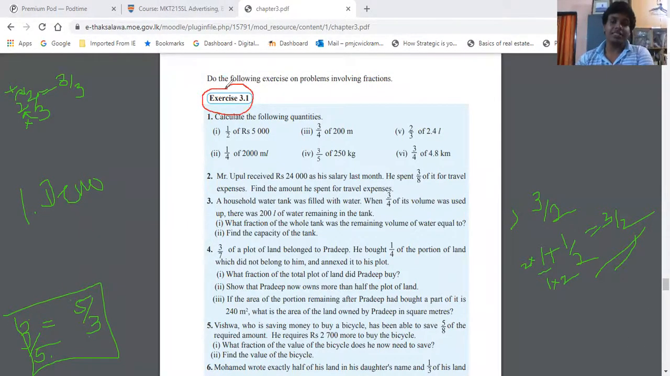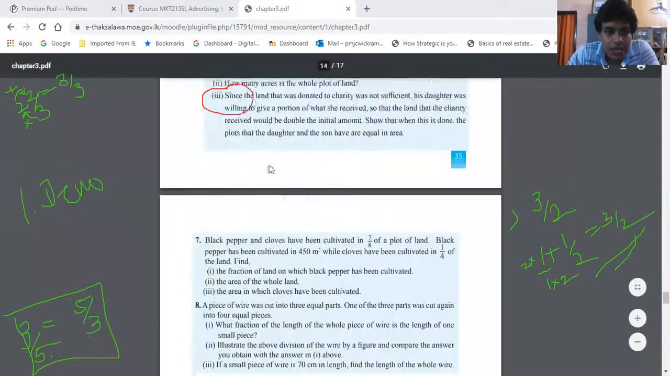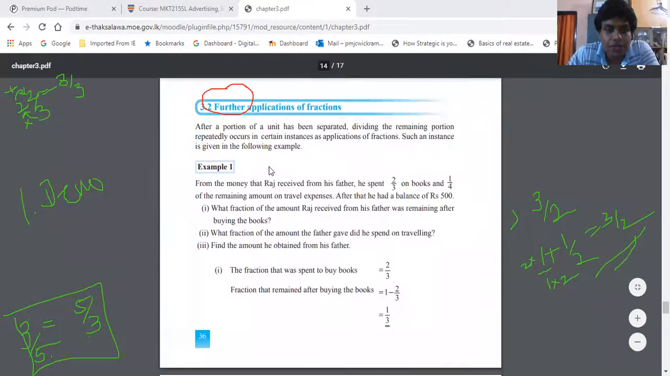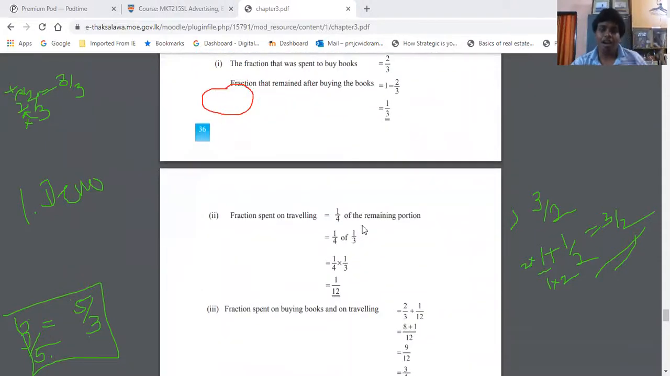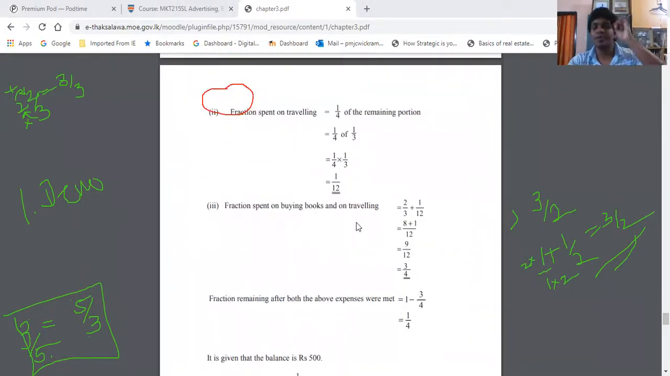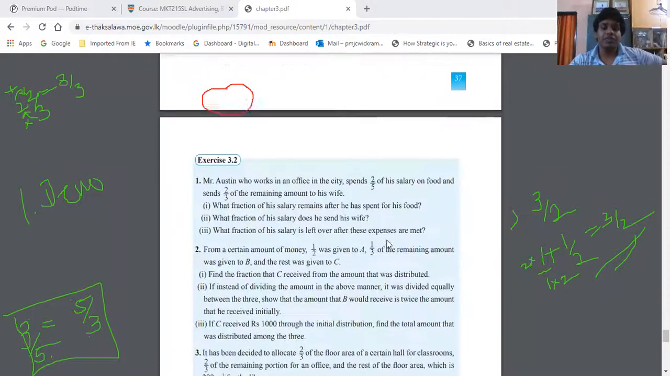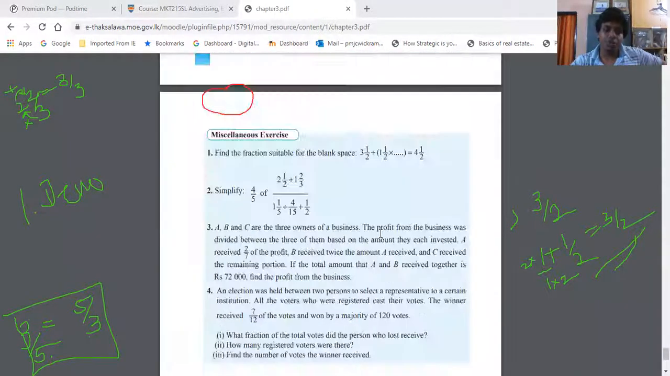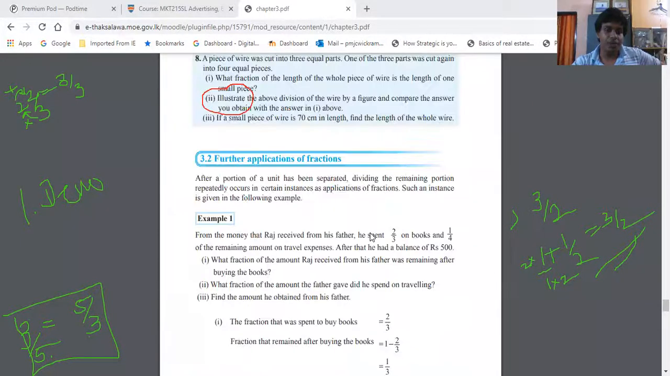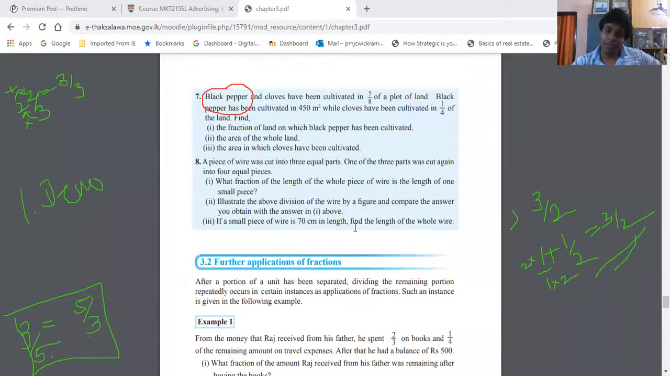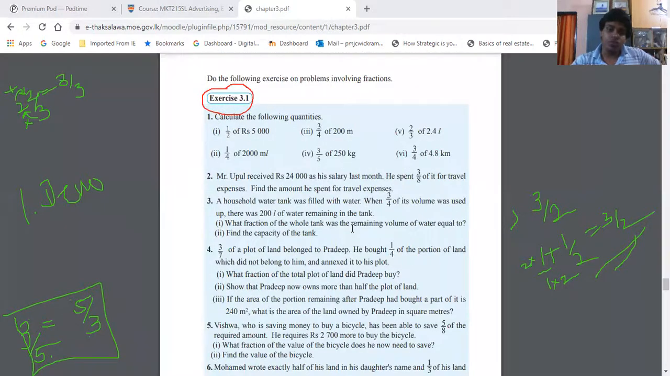We'll work on exercise 3.1 next week. We'll start with the answering of this and then move on to the last part, which is 3.2, further applications of fractions, a bit harder ones. We'll do that also. So do 3.1 and keep it, and we'll do 3.2 and also the past papers next week.